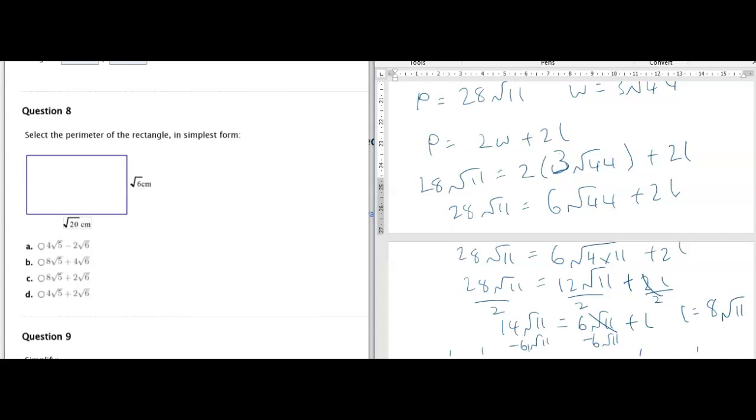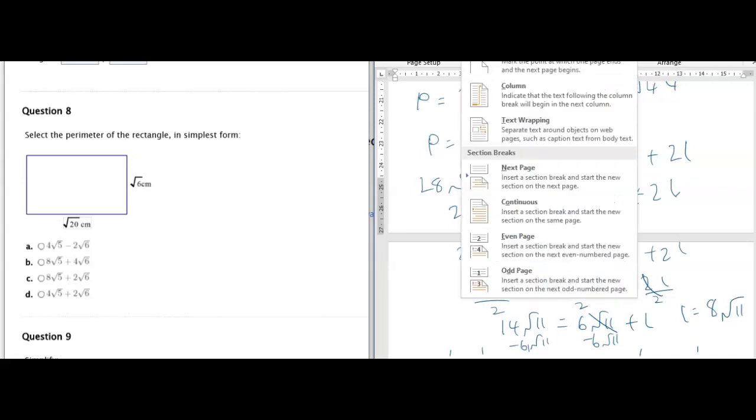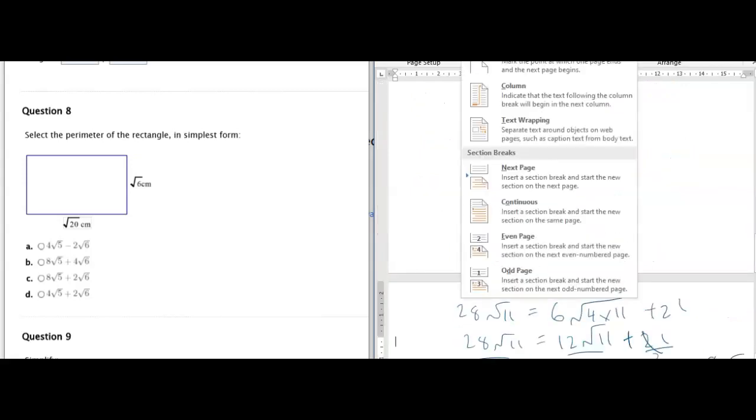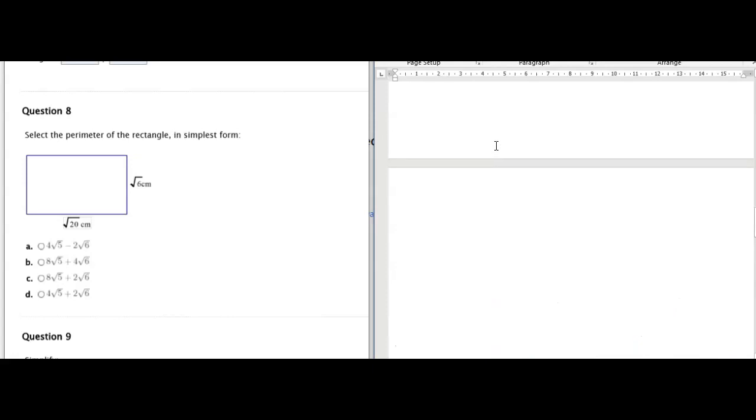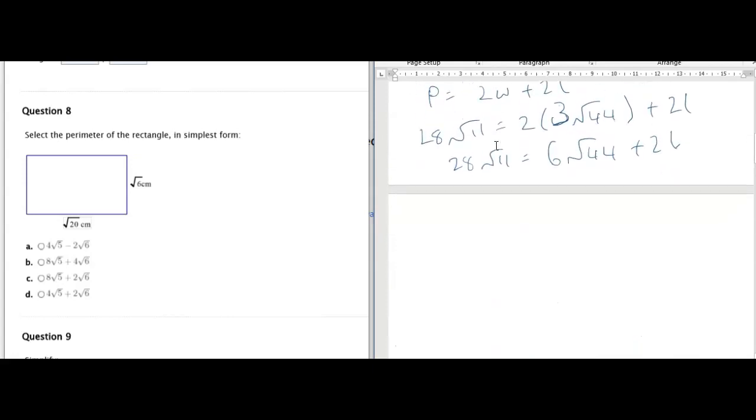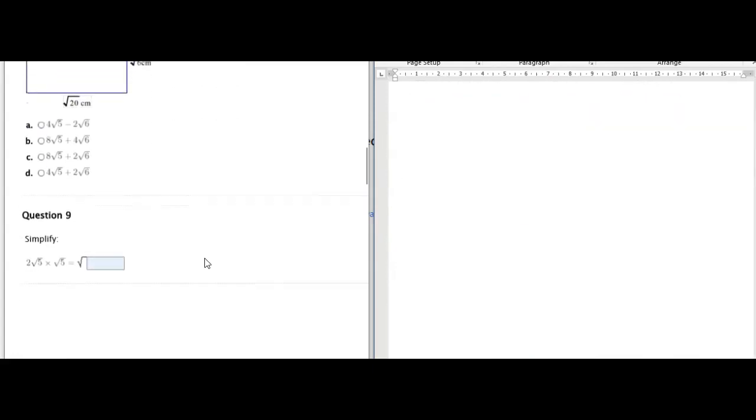Okay, let me grab a new page. Keep working. Maybe I'll do a few new pages. I think I'd be more organized and have a lot of blank pages. Oh, there we go. Okay, let's move on.